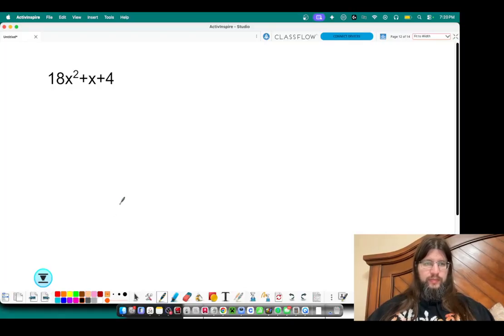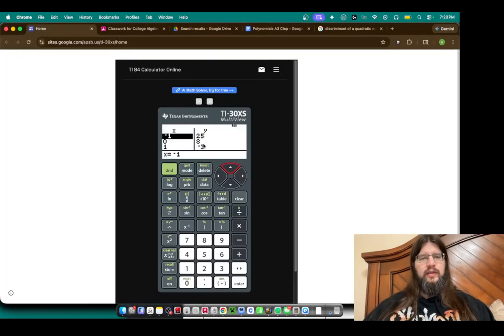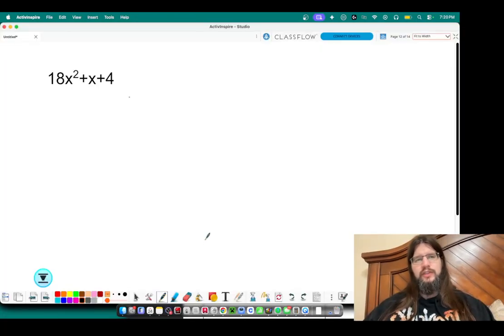Let's look at this. I can immediately tell there's no GCF because I have a 1 right here. So I'm just going to go for the factors. 18x squared. Let's go back to the table. Clear that out. 18. Oh, wait. What should we do first? Check the discriminant.